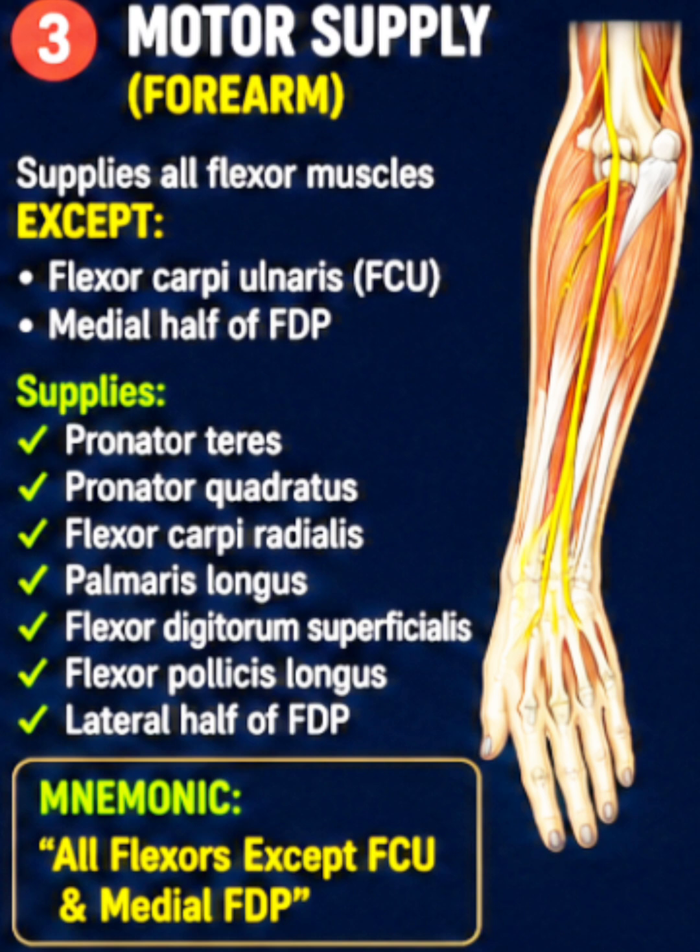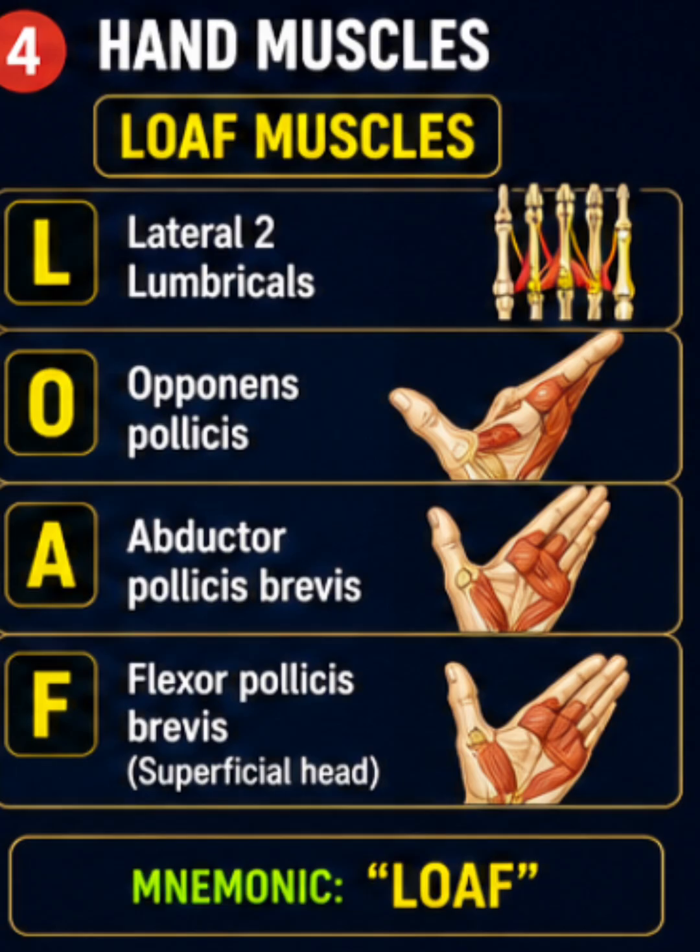Now for the motor supply. The median nerve supplies almost all the flexor muscles of the forearm, except flexor carpi ulnaris and the medial half of flexor digitorum profundus. The mnemonic is all flexors except FCU and medial FDP. In the hand, remember the famous LOAF muscles: L for the lateral two lumbricals, O for opponens pollicis, A for abductor pollicis brevis, and F for the superficial head of flexor pollicis brevis.